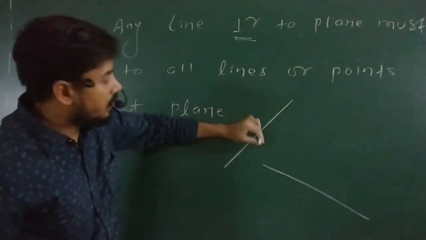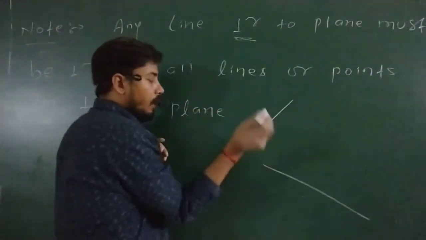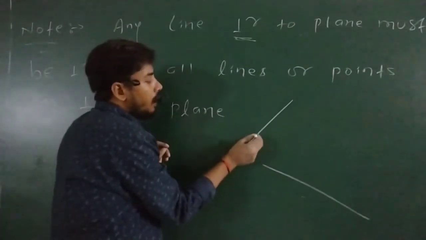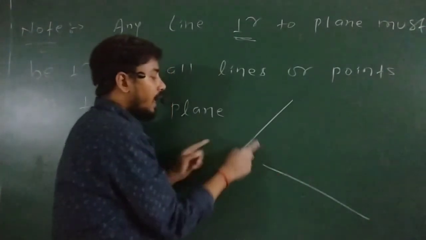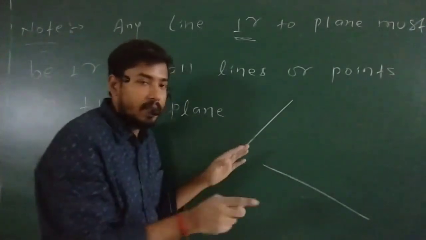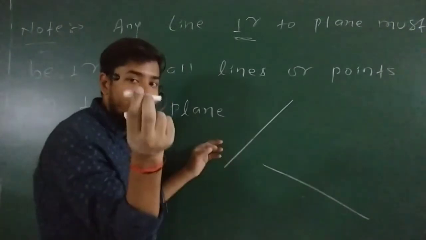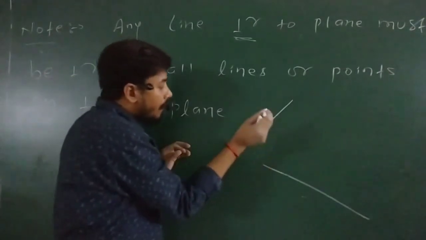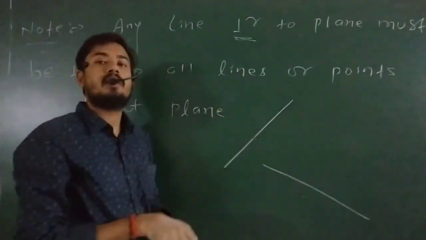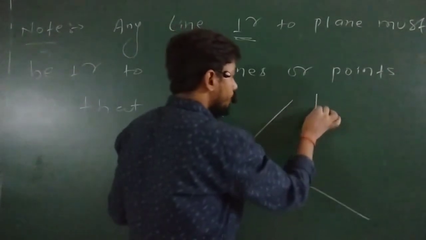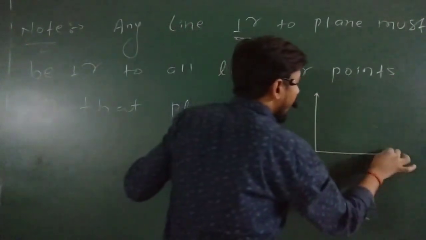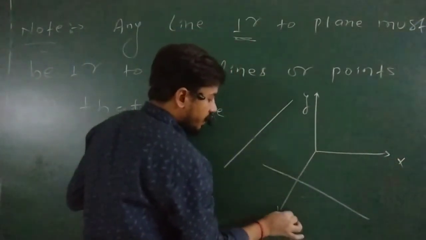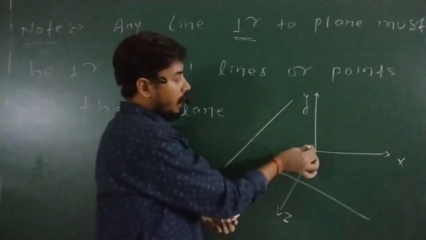Suppose that this is the z-axis. So this is perpendicular to the plane. It means this will be perpendicular to this one as well as this one. They are not perpendicular to each other, doesn't matter. They are not parallel to each other, doesn't matter. This line is perpendicular to the plane. It means this will be perpendicular to this one, and this will be perpendicular to this one. Suppose this is the y-axis, x-axis, and this is the z-axis. Z-axis means out of the plane.